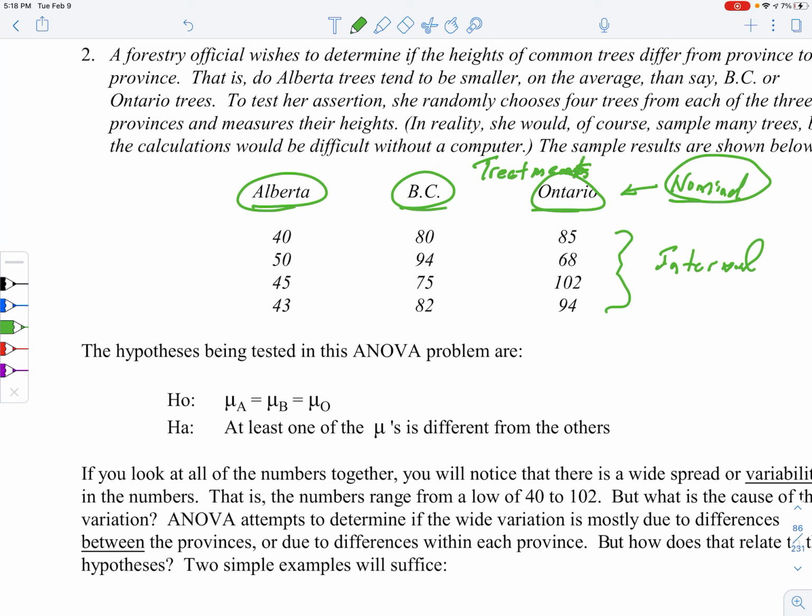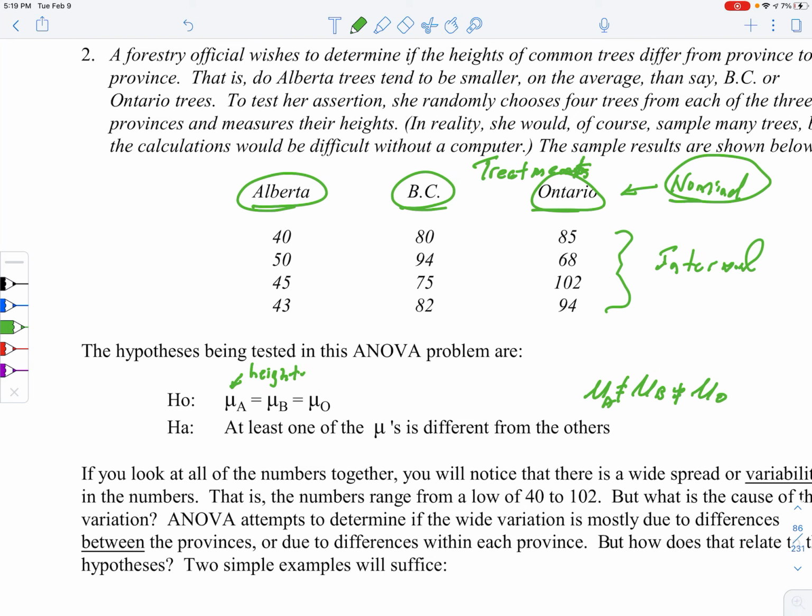And what you do is you set up your hypothesis so that the mean of the first treatment, which is Alberta, is equal to the mean of the second treatment, BC, is equal to the mean of the third. The mean of what? Well, it's the mean of the heights. So it's the mean of the interval scale variable, where we're taking all of the numbers and we're breaking them down into provinces here, against the alternative that at least one of the means is different. So we're not saying that they're all different from each other. We're simply saying that at least one of them differs from the others.